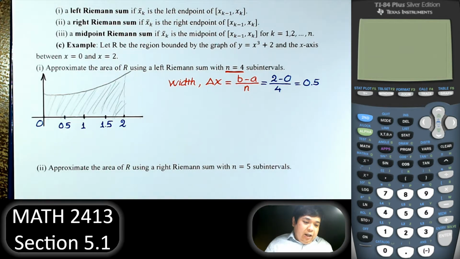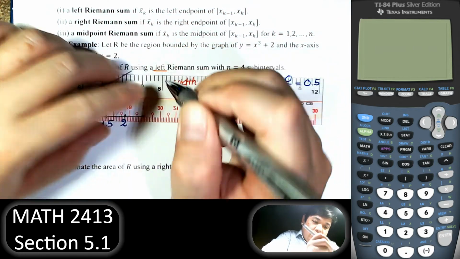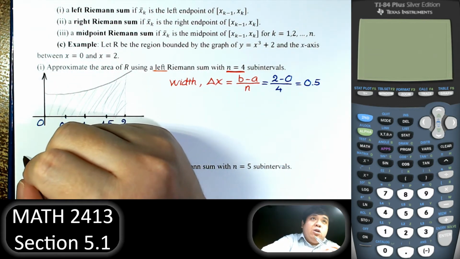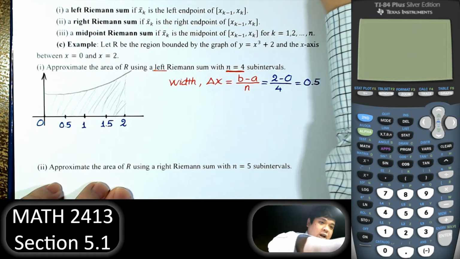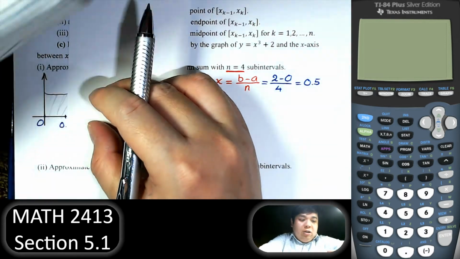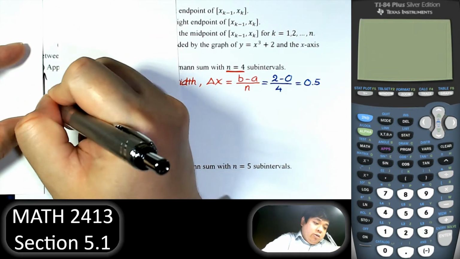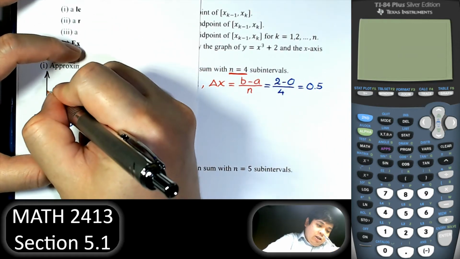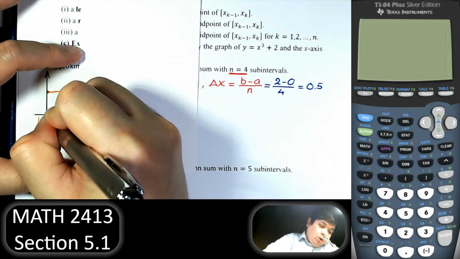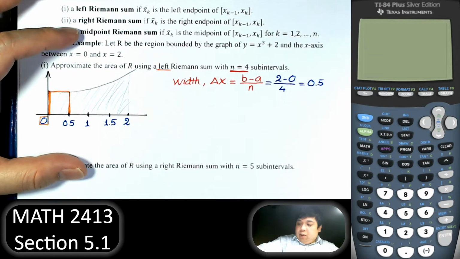Right. Now, we will use the left Riemann sum. What that means is for each subinterval, we will use the left point to find the height. So for the first rectangle from 0 to 0.5, we use the left point, evaluate the function, and whatever it is gives us the height. So we're going to use this point to find the height of the rectangle. So that's the first interval.